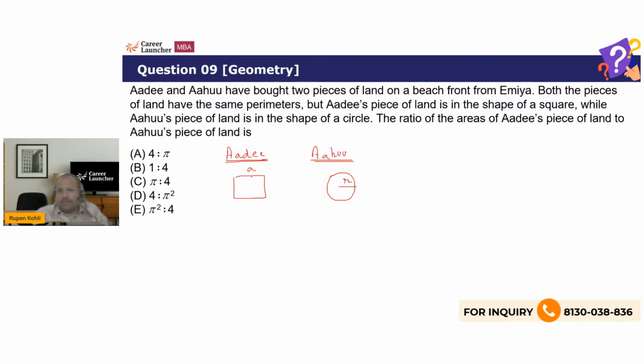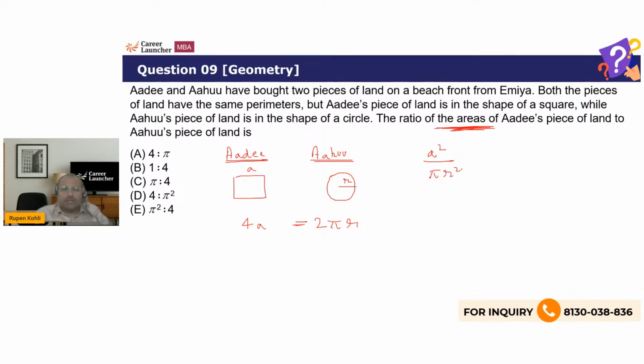So I took two parameters. Side of square I took as a, radius of the circle I took as r. What is given? Pieces have same perimeters, right? So therefore 4a, the perimeter of the square, equals 2 pi r. So that gives us the relation between a and r, and the ratio of areas is asked, of Adi's to Ahu's piece of land, which is a squared over pi r squared.